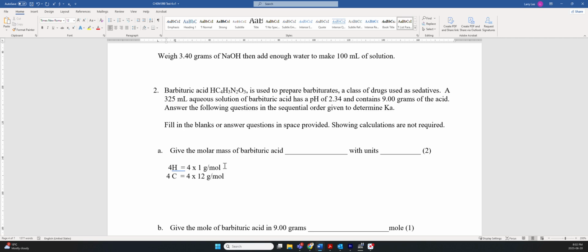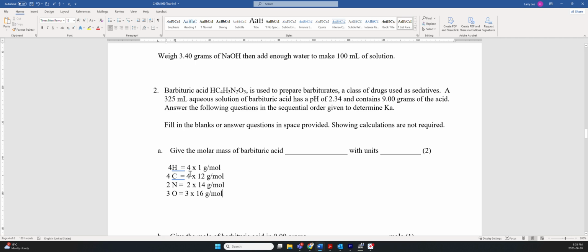You've got the 2 nitrogens. This is equal to 2 times 14 grams per mole. And you've got the 3 oxygens, which is 3 times 16 grams per mole. These numbers you could find on the periodic table. You could put 1 decimal place if you want. The end result is 128 grams per mole of barbituric acid. You're supposed to put the units here as grams per mole.